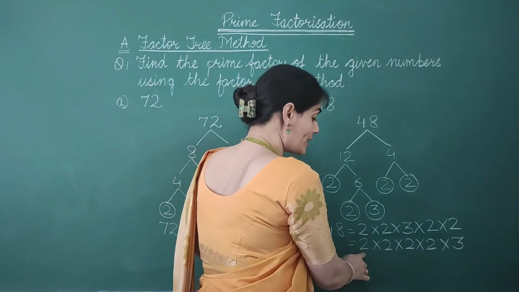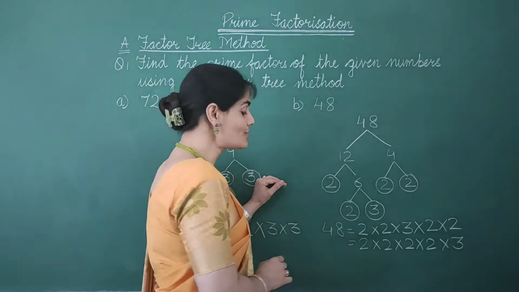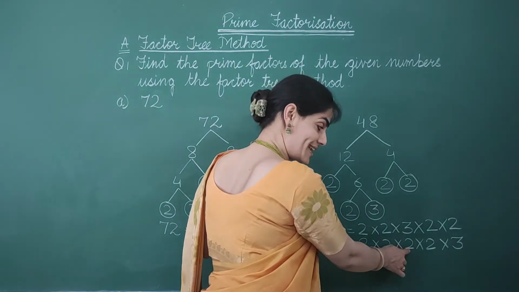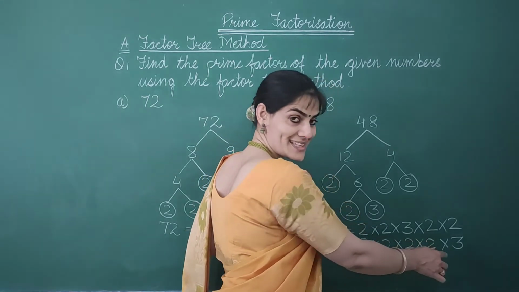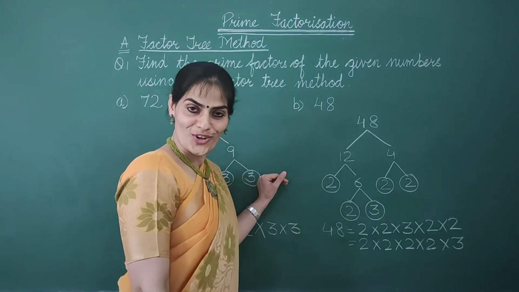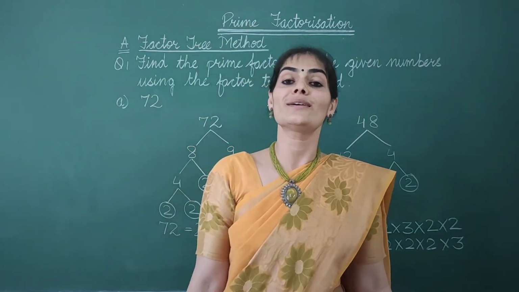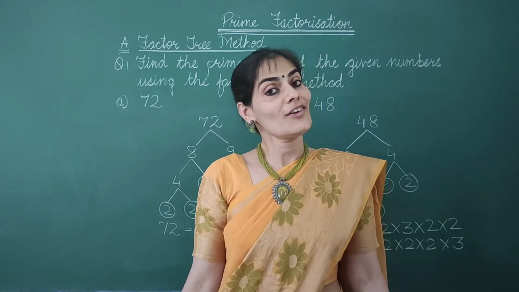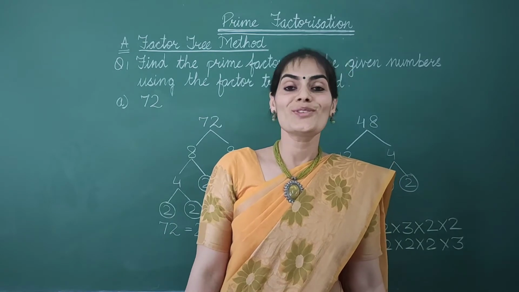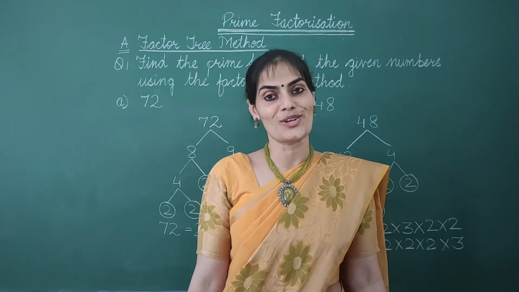Now let's check whether the product of these factors is equal to 48 or not. 2 times 2 is 4, 4 times 2 is 8, 8 times 2 is 16, and 16 times 3 is equal to 48. So my friends, this is how we find the prime factors of a given number using factor tree method. So now we are going to learn the second method, and that is division method.